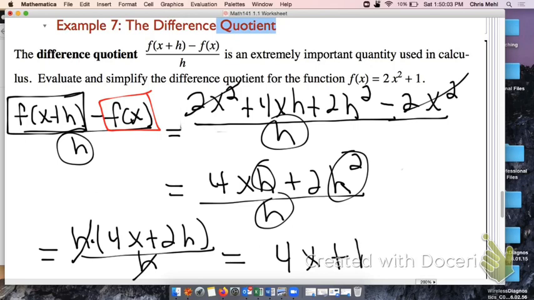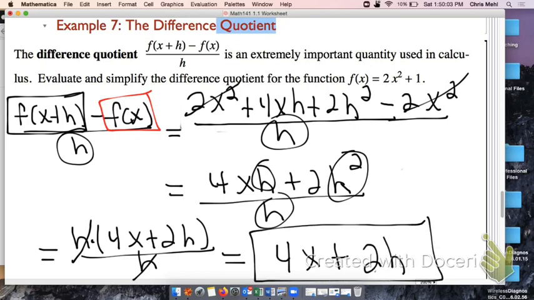And your final answer, oops, there's a mistake. Your final answer is going to be 4x plus 2h. Once you cancel that h, you are basically done. So there's the difference quotient, 4x plus 2h, fully simplified. If we need to do more examples, we can do those in our Zoom sessions. Certainly make sure that you practice those. You can probably bet on there being a difference quotient question on the exam.